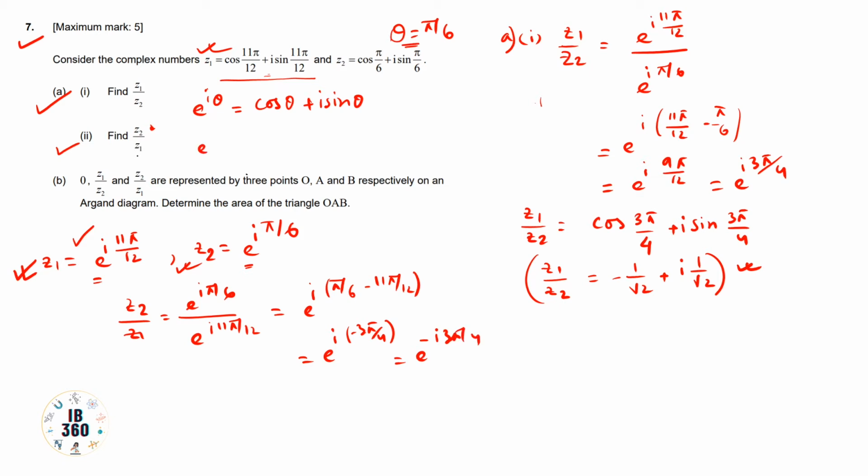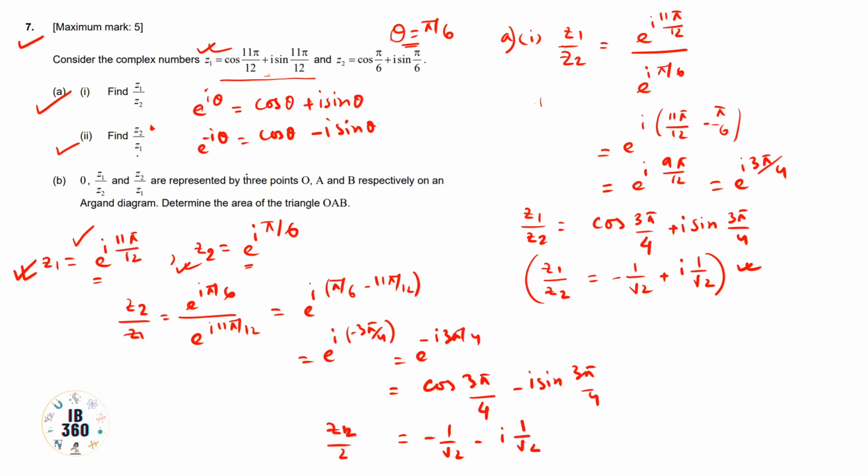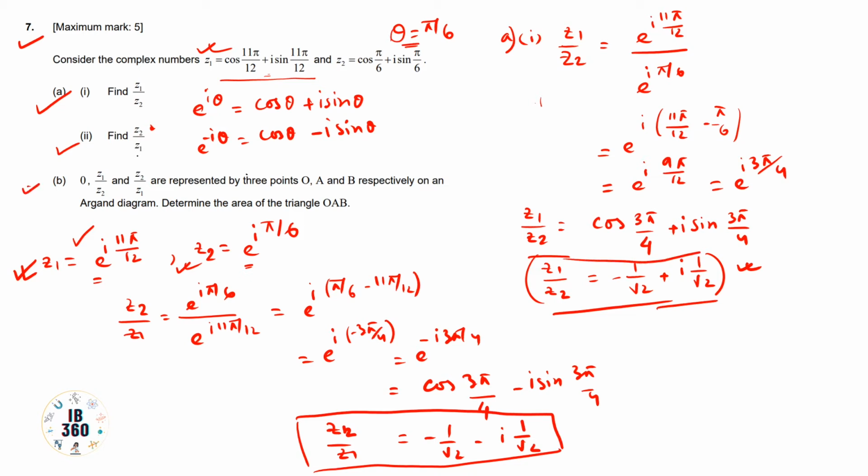Now the formula for e to the power −i theta is cos theta − i sin theta. We will apply the formula here. So it will be cos 3π/4 − i sin 3π/4. So the value will be −1/√2 − i 1/√2. So this is the value of z2/z1, and this is the value of z1/z2. We will need these values to evaluate the next problem.